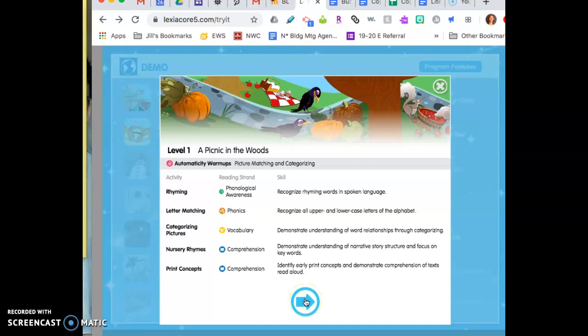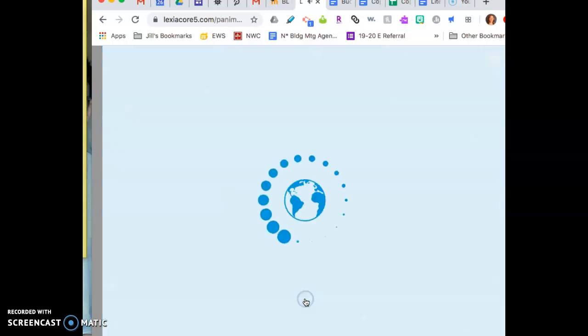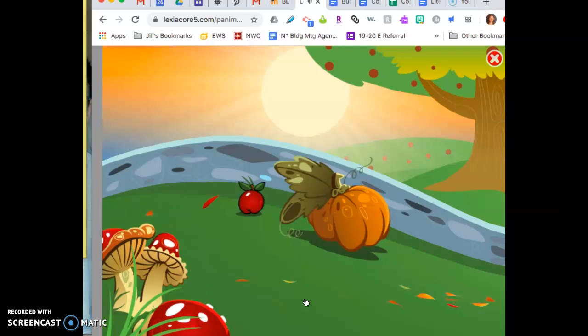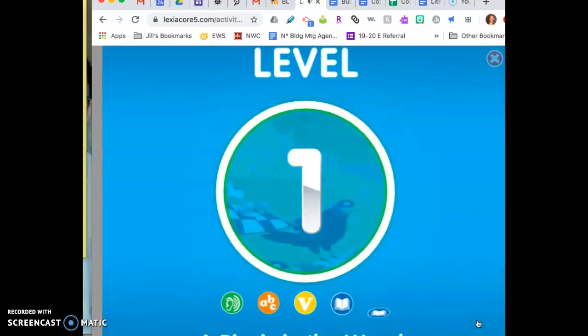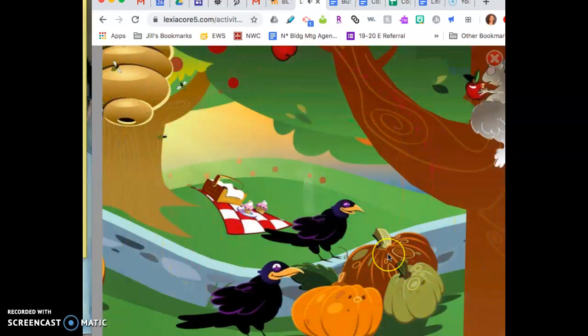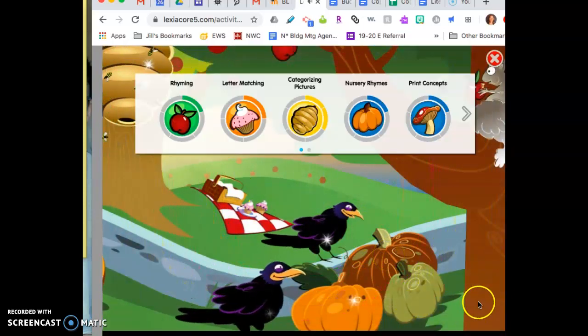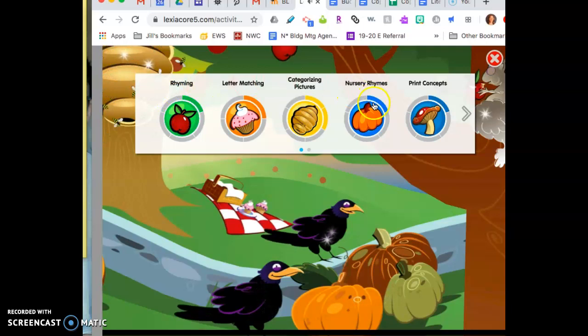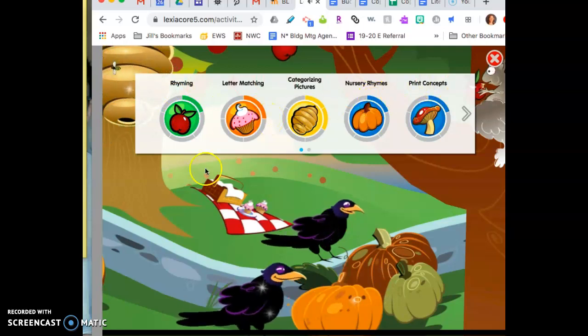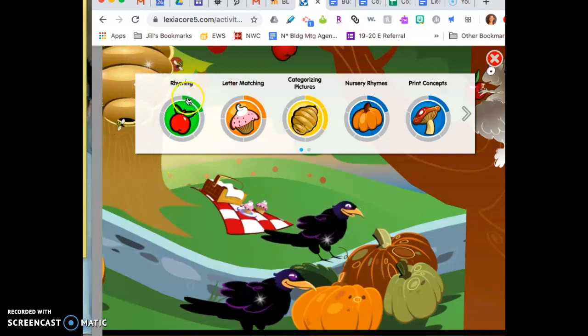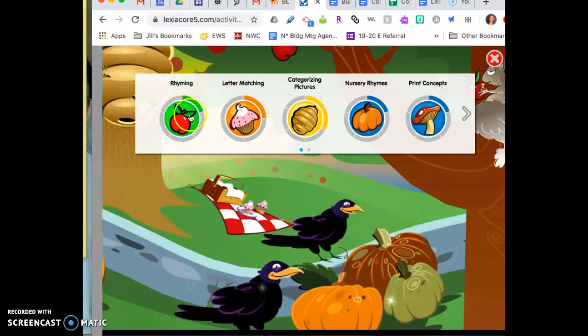The first thing I noticed when I clicked on the pre-K, Level 1, is that if I were a pre-K student, obviously it's nice and bright and colorful, but I see words here, and that worries me. You just have to make sure that as the teacher you are very explicit and use the pictures, telling them to click on the apple or the cupcake rather than click on rhyming or letter matching.